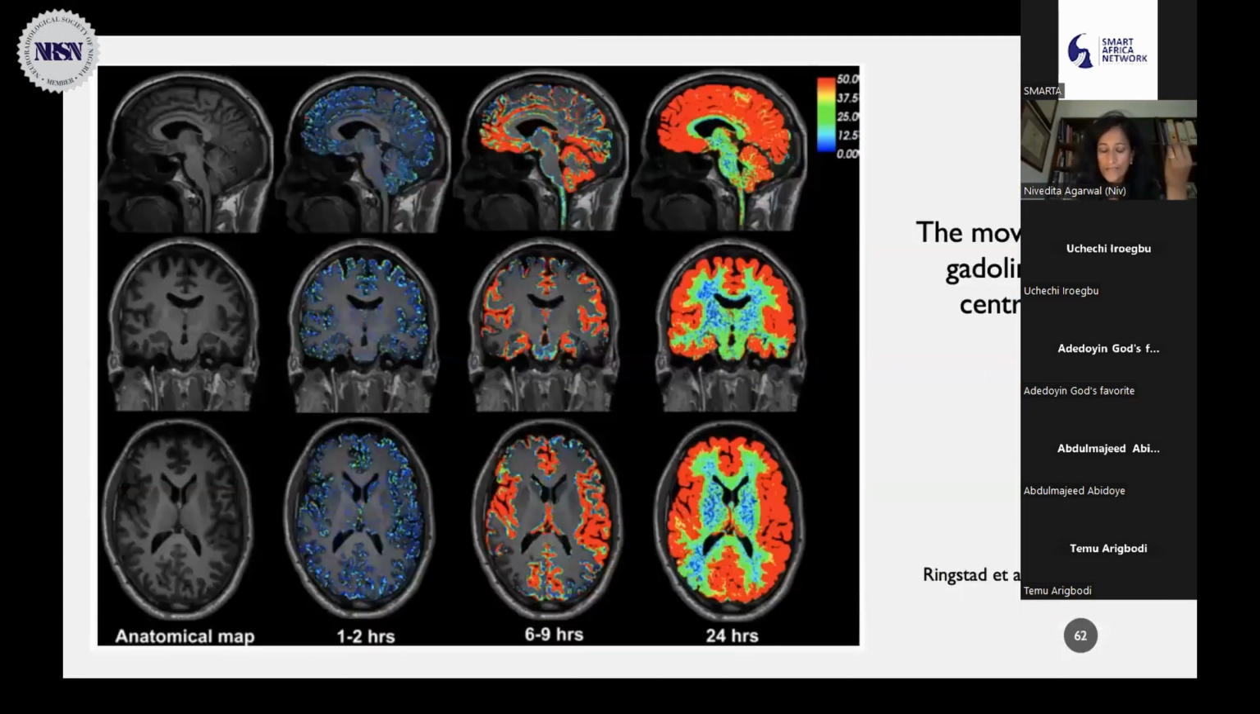This is a study in which the Norwegian group injected gadolinium in the intrathecal space in the lumbar spine, and over time, 1 to 2 hours, 6 to 9 hours, 24 hours, what you're seeing is that gadolinium is actually entering the brain from the subarachnoid space into the gray matter and then in the white matter. So it's actually entering in a centripetal direction. The red is higher concentration with respect to blue. You can see it in the scale. So this is very interesting, that what is in the CSF actually enters the brain.